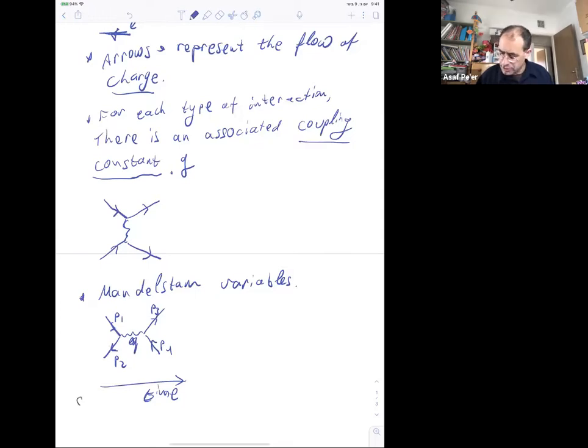There is the T channel, right? Which is essentially the same, right? So we have a scattering, let's say P1, P2, P3, P4, and Q, right? It's called the T channel.